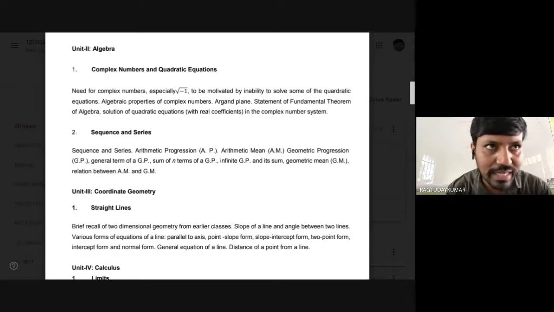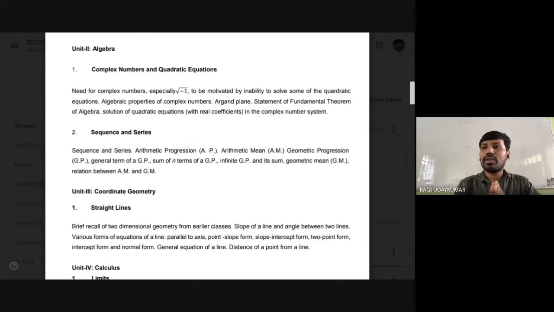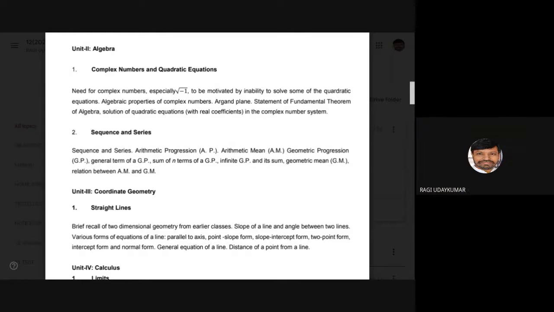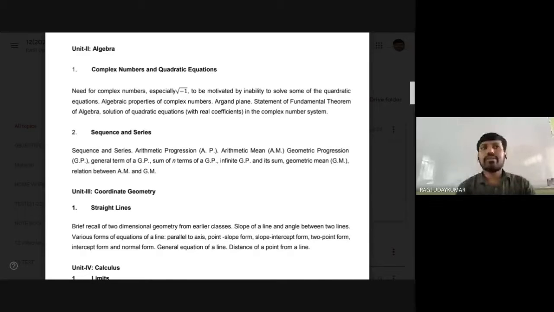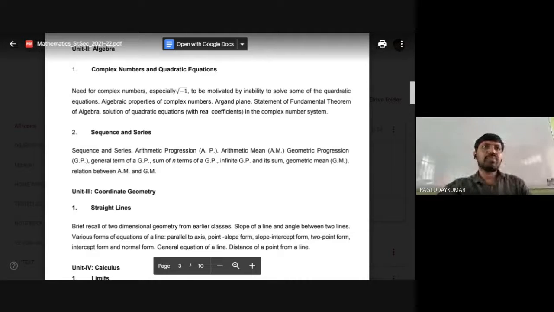Coming to sequence and series, it is an extension of the arithmetic progression chapter you learned in your 10th class. Sequence and series includes arithmetic progression and arithmetic mean, geometric progression, general term of a geometric progression, sum of n terms of a geometric progression, infinite geometric progression and its sum, geometric mean, and the relation between arithmetic mean and geometric mean. These are the topics included in sequence and series.